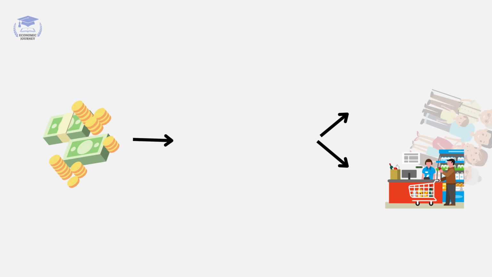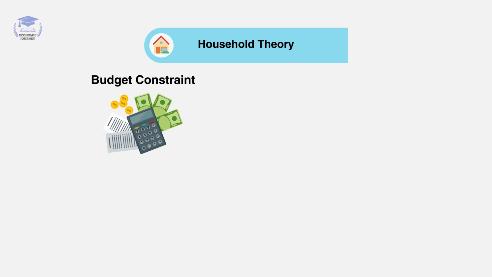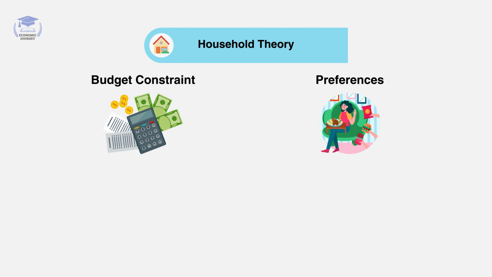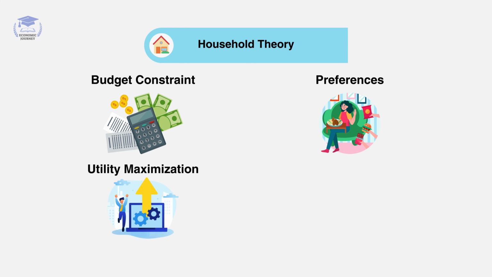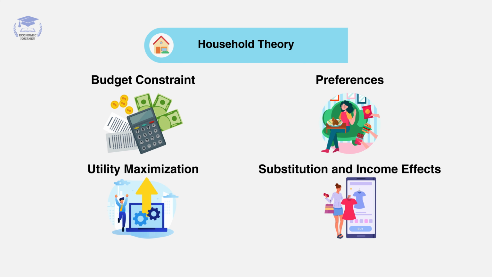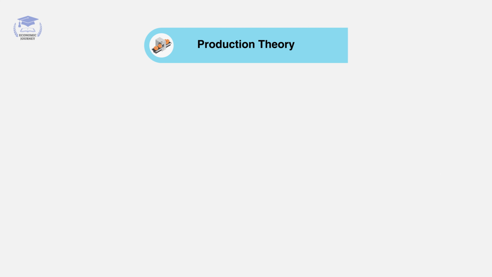Key aspects include budget constraint. This represents the combination of goods and services a consumer can afford with their limited income. Preferences. Consumers have different preferences and tastes, which guide their choices. Utility maximization. Consumers choose the combination of goods and services that provides the most utility within their budget. Substitution and income effects. These effects explain how consumers react to price changes by substituting one good for another and how changes in income affect their purchasing power. Let's move on to the next point.